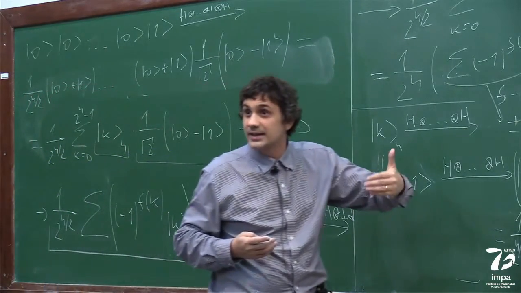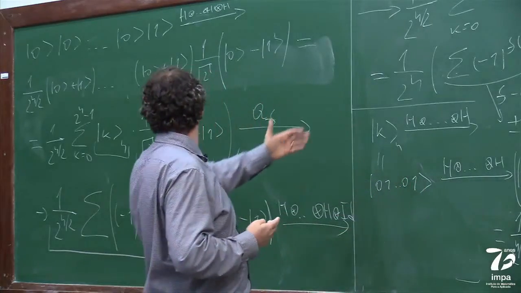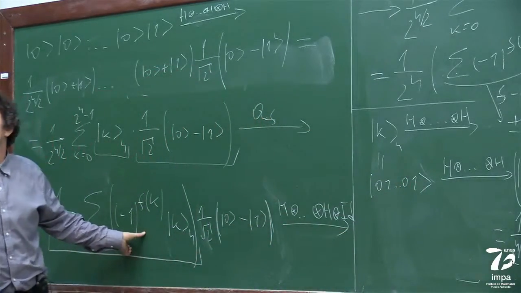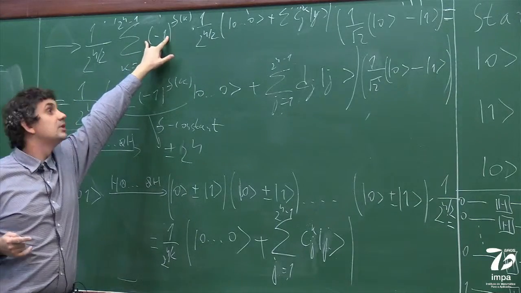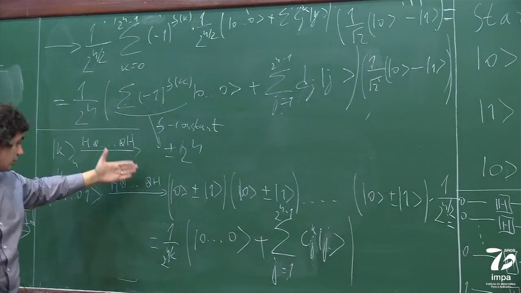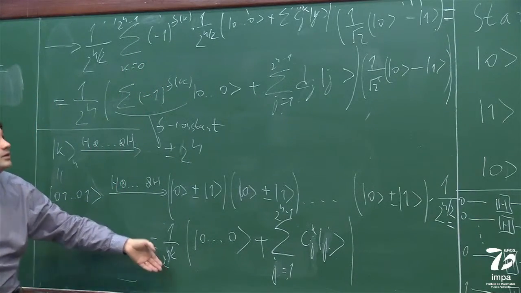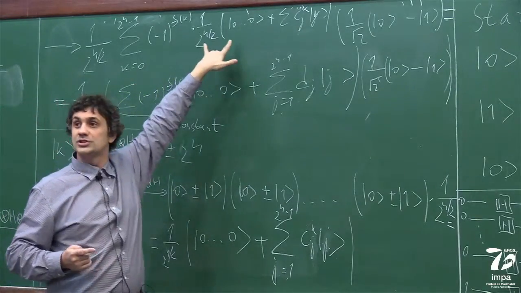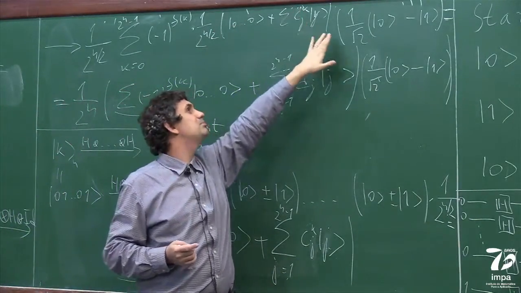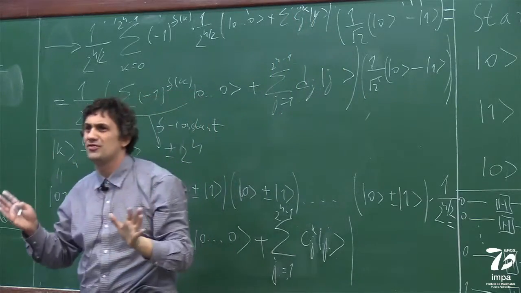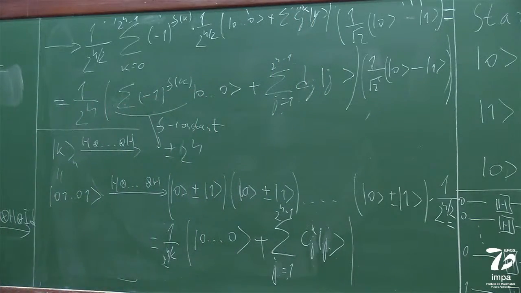Yes, so that's exactly it. I have the coefficient minus 1 to the power f of k, so I keep it. After this I look at what was in the end here. In the end I have zeros plus j with some coefficient, which I basically ignore. For me, it's not important.